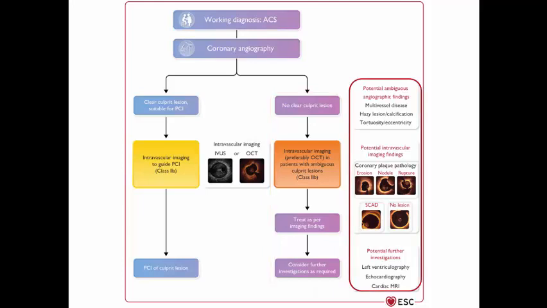For example, in a patient with multivessel disease, hazy lesion, calcification, tortuosity or eccentricity, and in some cases it may determine if there is an erosion in the plaque, rupture, nodule, or spontaneous coronary artery dissection that is not visible on the angiography, or sometimes there is no lesion at all.